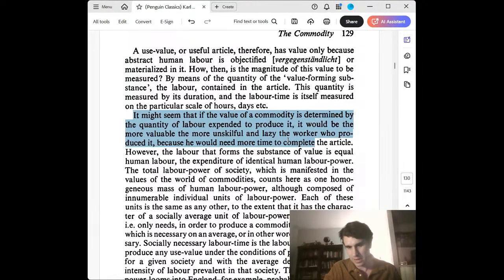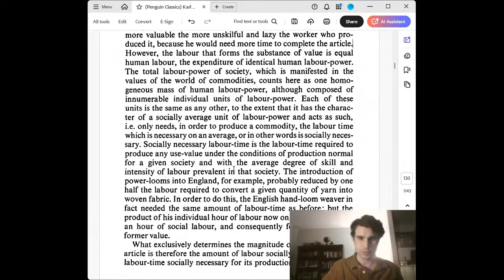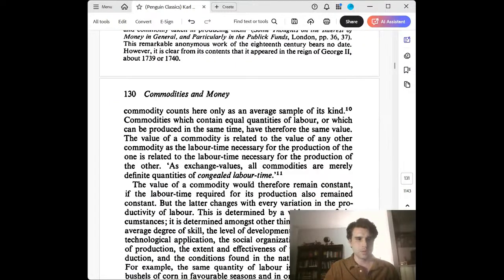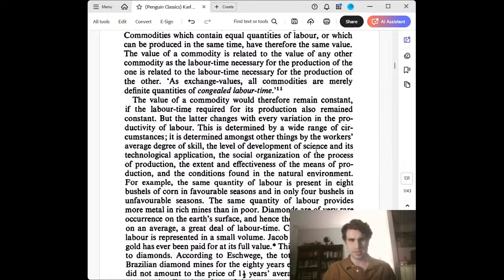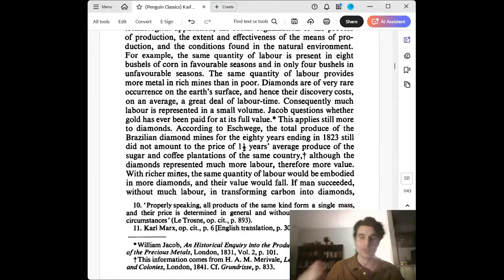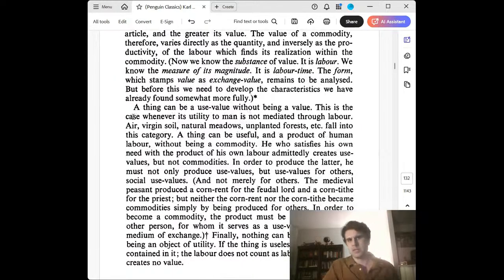You can't just be lazy, right? And just work forever to make your thing more valuable, because it depends on what is actually required on average to make something. And then we talked about the ways that this works with diamonds, right? Where the diamonds are very rare, so it takes a lot of time to find them. So one diamond has a ton of labor time put into it. And then we talked about the exceptions, how things can be use values without being values, and how not everything's a commodity.